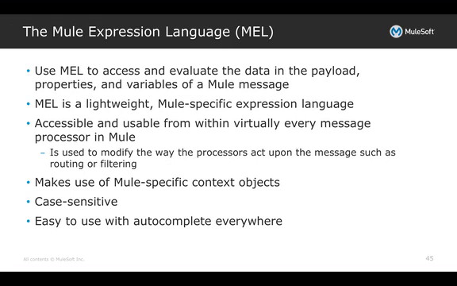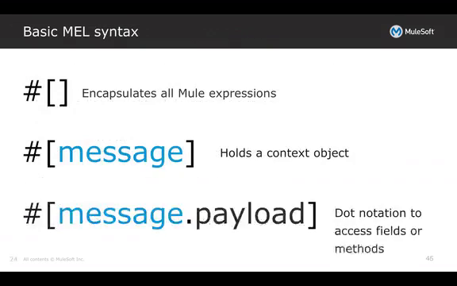MEL is usable in almost every message processor in Mule. It's used to modify the way processors act upon the message, such as routing and filtering. It'll make use of Mule-specific context objects. It is a case-sensitive expression language, and it is easy to use with autocomplete throughout your applications.